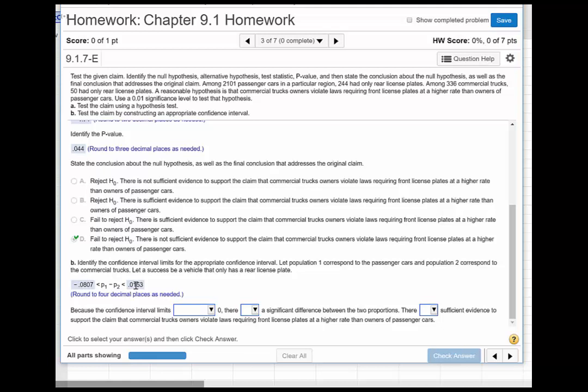If the interval contains 0, then it's possible that these population proportions are equal, meaning no difference. So because the confidence interval limits contain 0, there is not a significant difference between the two proportions. So there is not sufficient evidence to support the claim that commercial truck owners violate laws requiring front license plates at a higher rate than owners of passenger cars.